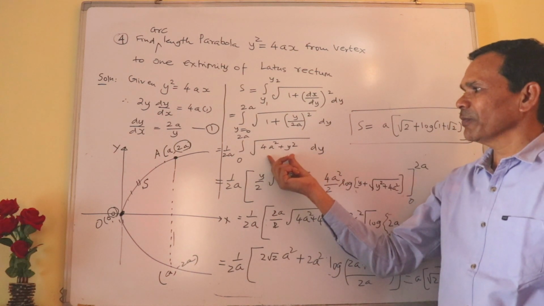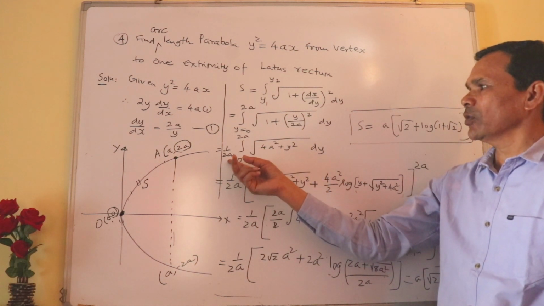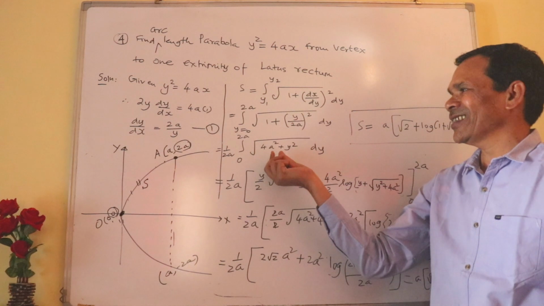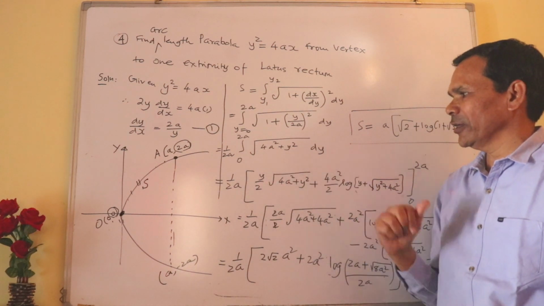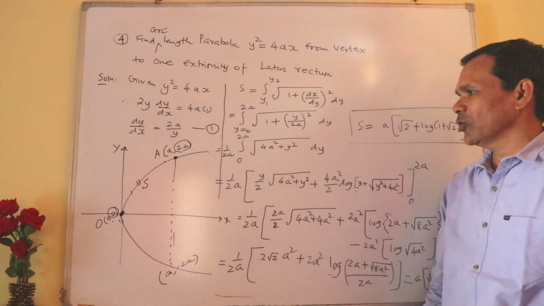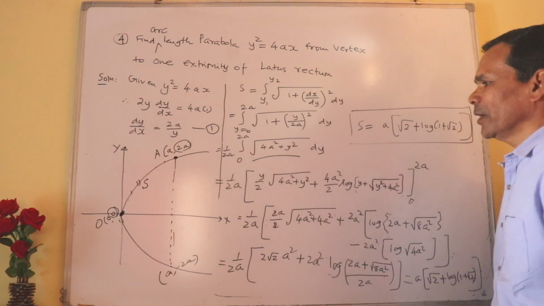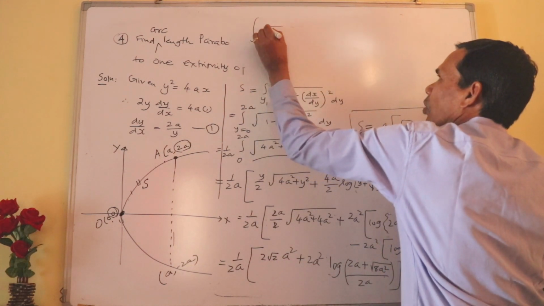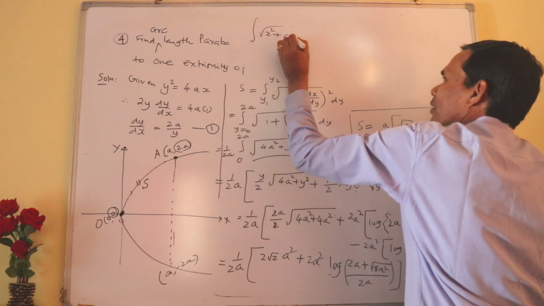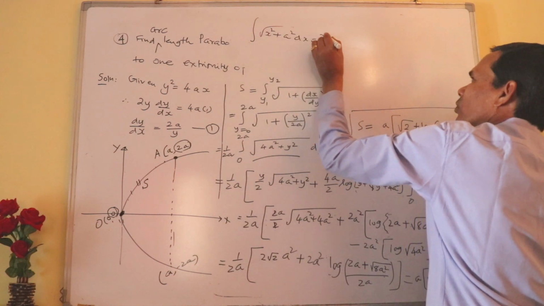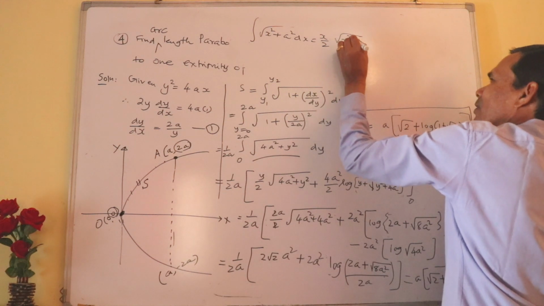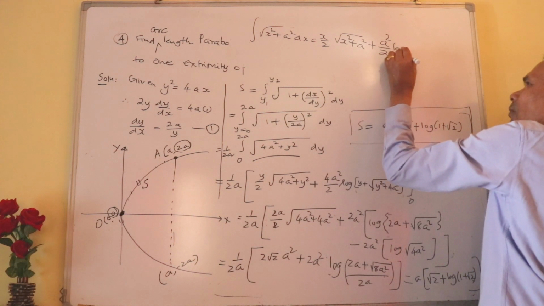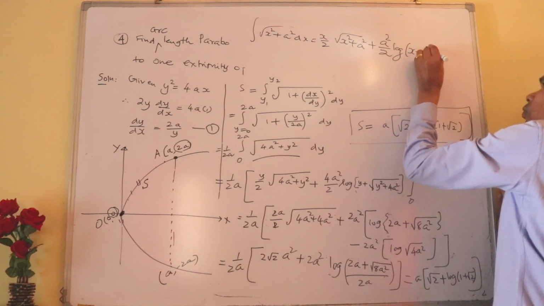Now we simplify this. I take 2a square root, it is 4a square. It is outside, so 1 upon 2a. I take the LCM, 4a square plus y square into dy. Now 1 upon 2a outside. Now the integration of this is done using this formula: the integration of root of x square plus a square dx is equal to x by 2 root of x square plus a square, or y square plus a square, plus a square by 2 log of x plus root of x square plus a square.